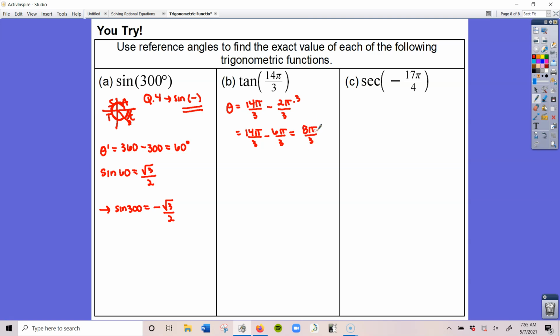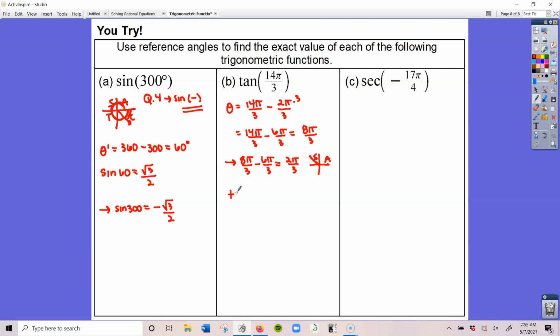8 pi over 3 is still more than 2 pi, so I'm going to subtract again. 8 pi over 3 minus 6 pi over 3 gives me 2 pi over 3. So this is my coterminal angle. And I did this just to be able to figure out what quadrant we're in. 2 pi over 3 is in quadrant 2. And in quadrant 2, only sine is positive.